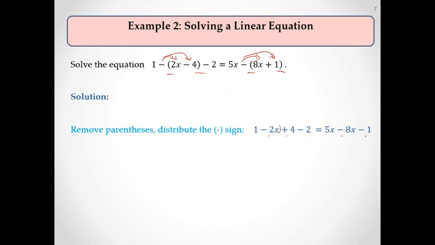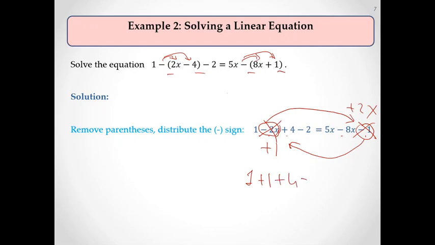So I don't know how it goes in the slide, but you can do it this way. Like send this one here and send this one here. So this becomes plus 1 and this becomes plus 2x, and you can cancel them. So it becomes 1 plus 1 plus 4 minus 2x is equal to 5x minus 8x plus 2x.